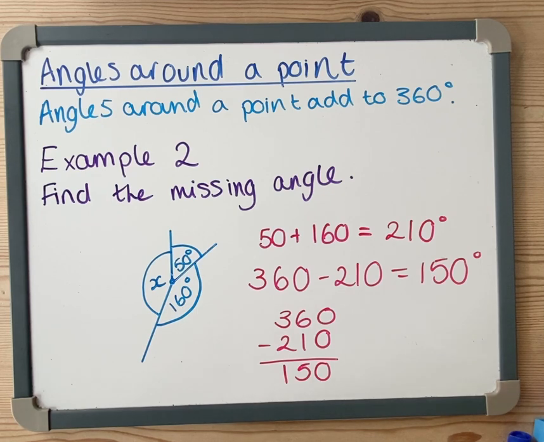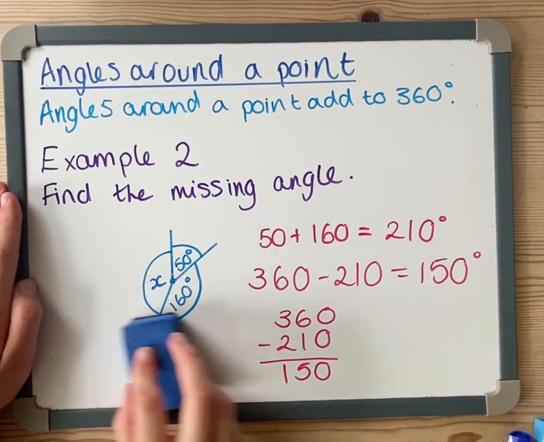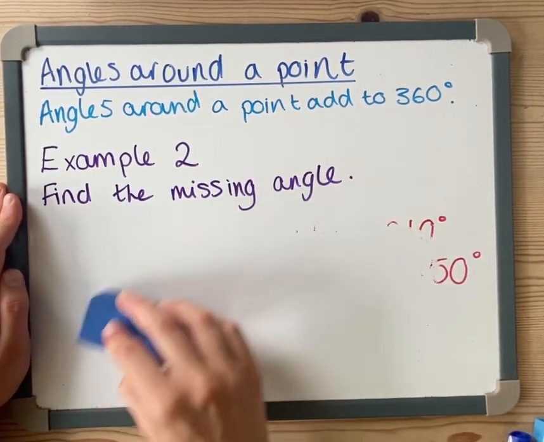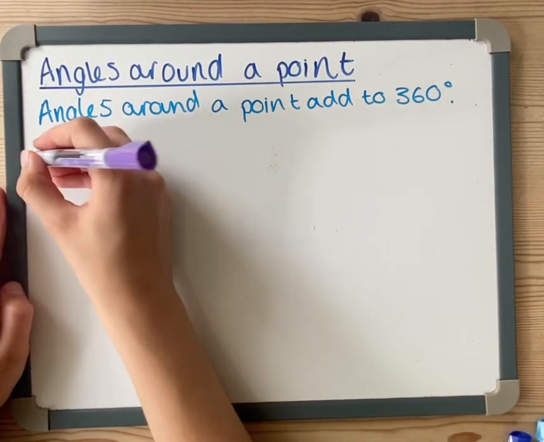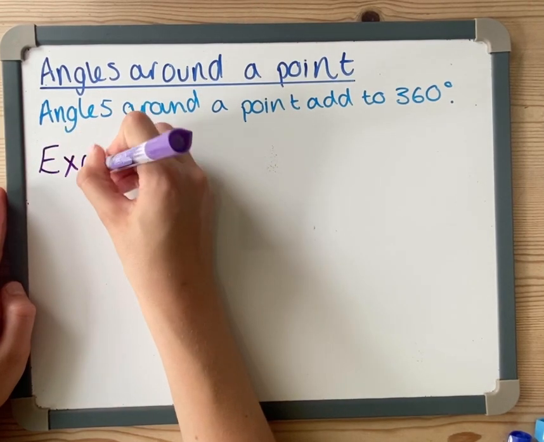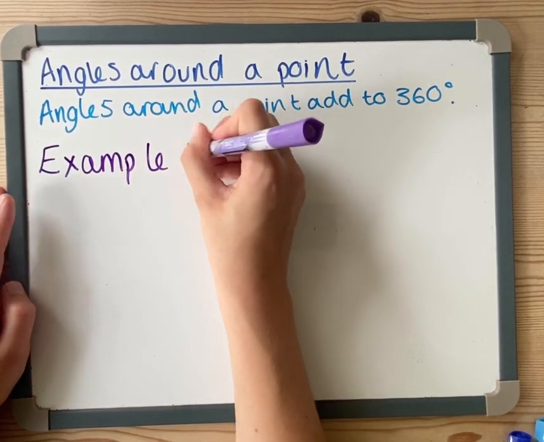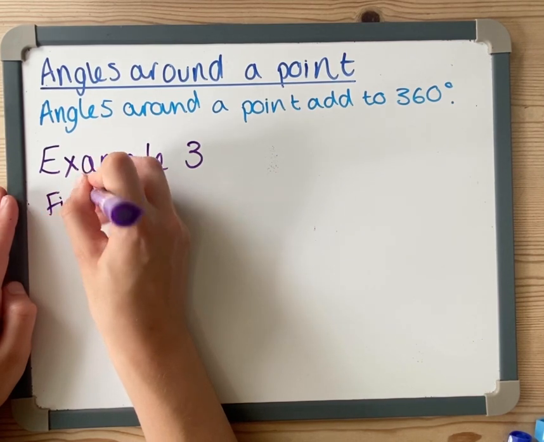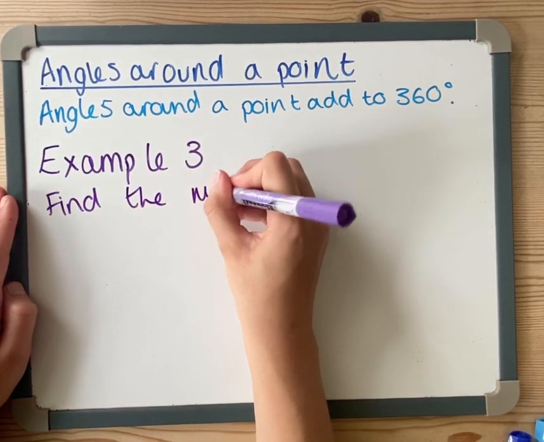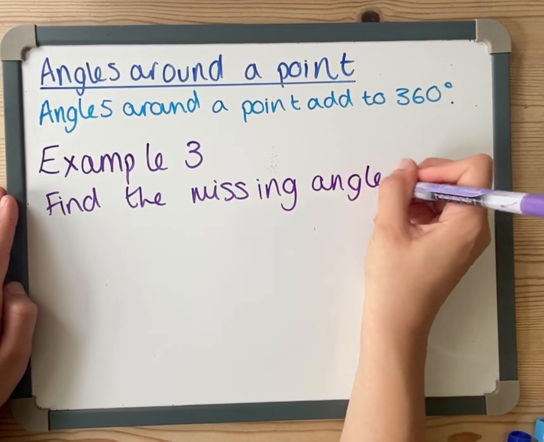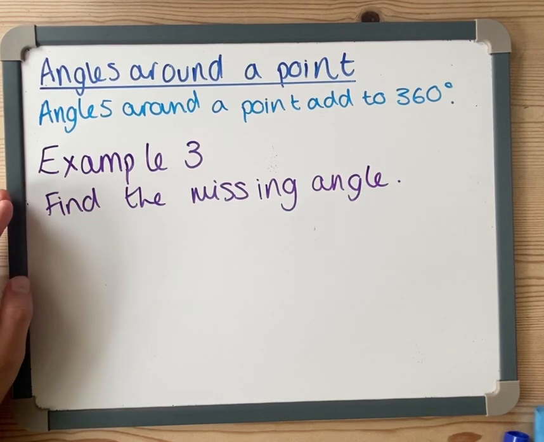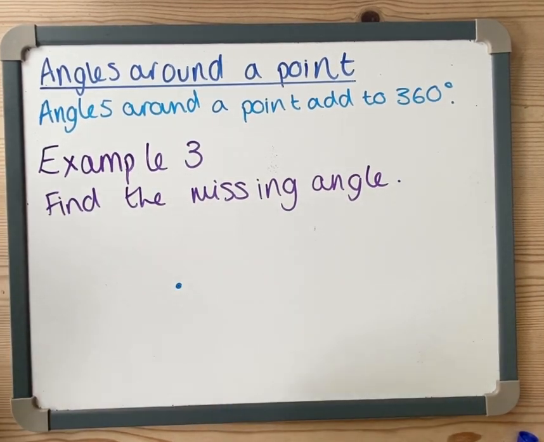Finally, we're going to do one more example. So again, if you are not done with this, please feel free to pause the video, but otherwise I'm going to move us on. So our final example, which we are going to call example 3, and we're going to find the missing angle. And what we've got here is we've got a point.